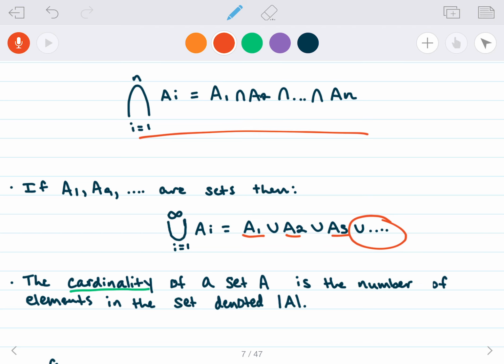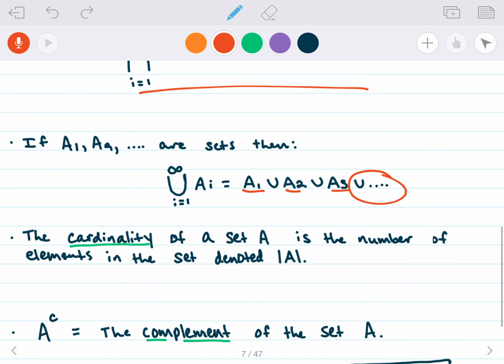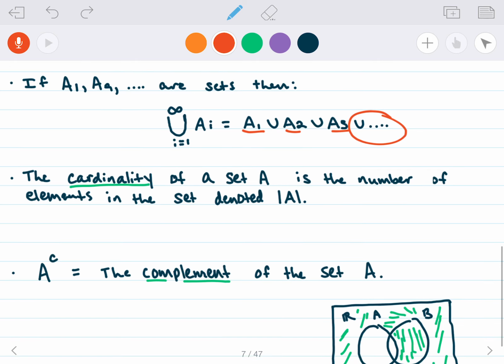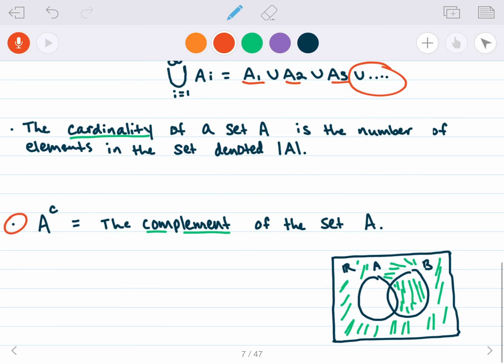The cardinality, this is another term that you've probably heard, hopefully. But anyway, the cardinality of a set is just the number of elements in the set. So you can have a finite cardinality or you can have an infinite cardinality.